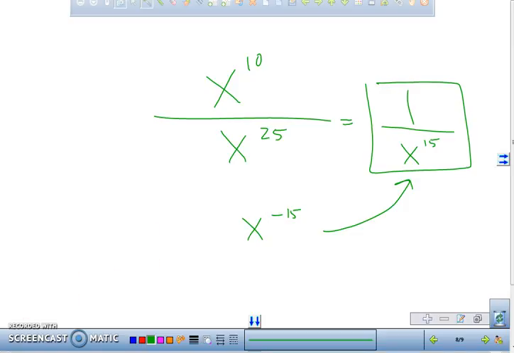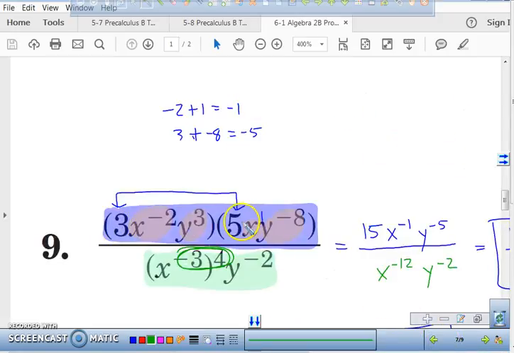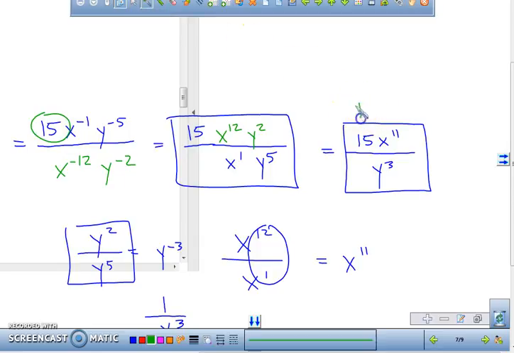How do we know that 15 is going to go on top? How do you know the 15 is supposed to go on top? Because 3 times 5 is 15, and that's right there. It stays in the numerator. All right, right here, this is your final answer simplified. How do I know it's my final answer simplified? Because there's no parentheses, and there's no negative exponent.